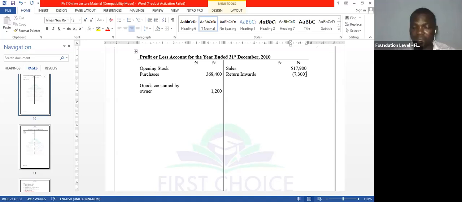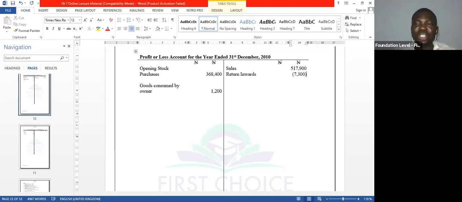The next one I have on my trial balance is a return outward. So what is a return outward? It means that goods are purchased, but I'm returning them, maybe for one reason or another. It means the goods that are available for sales are no longer available for sales. Are you with me? It means that such goods have been returned to the vendor.